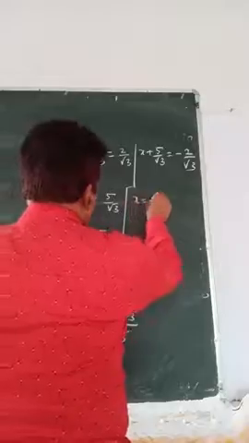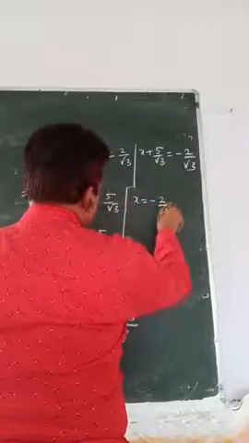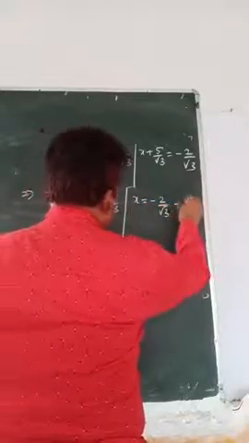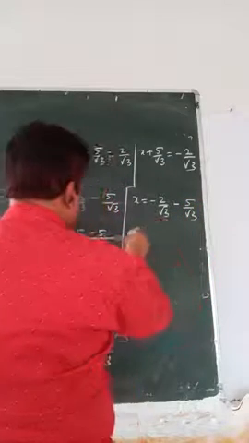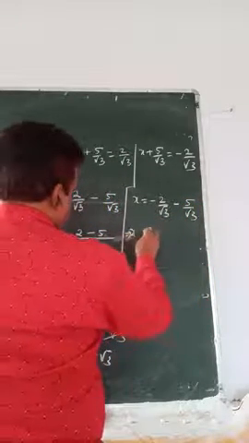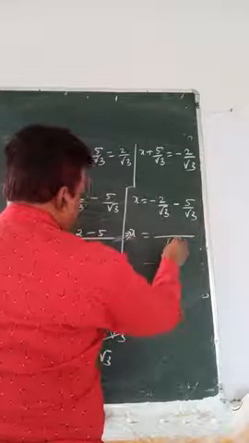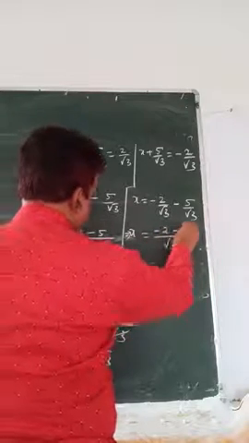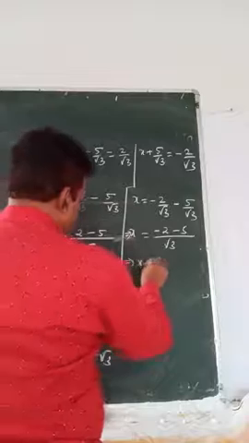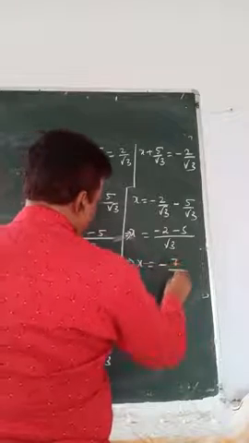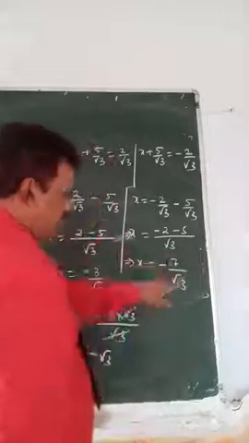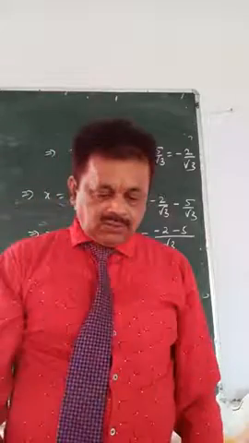X equals to minus 2 by root 3 minus 5 by root 3. Root 3 LCM, minus 2 minus 5, minus 7 by root 3. You cannot simplify this. It will remain like that. So like this now I have given.